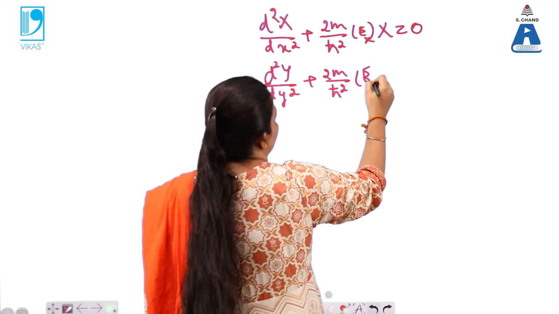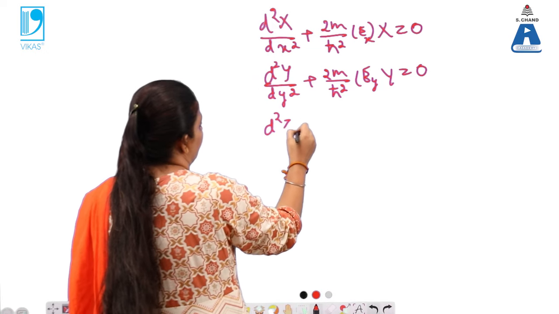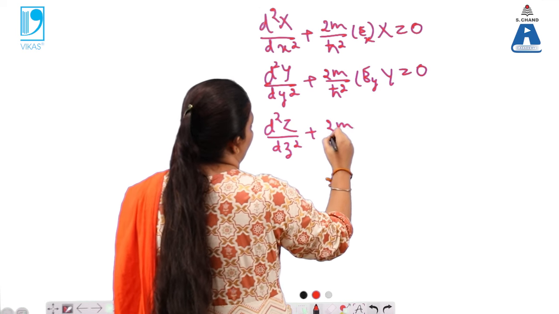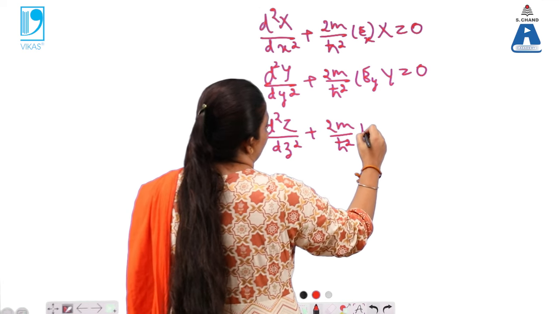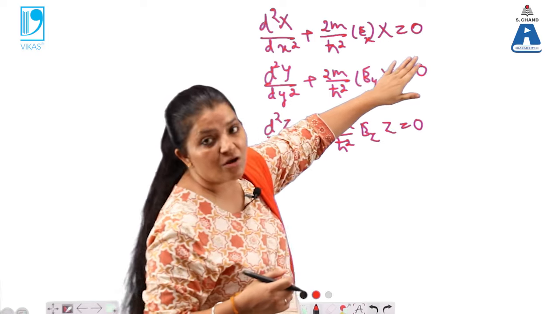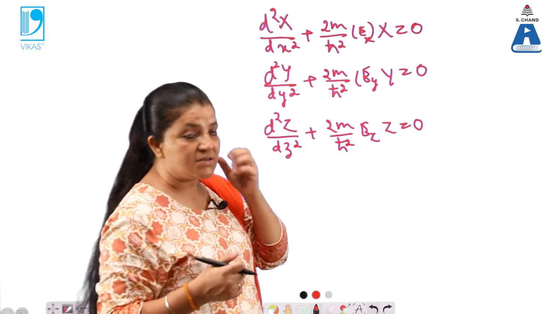Here is the Ex, Ey, So these are the three equations. That means when the particle is trapped in the box, this is the matter wave which is associated with the particle along the x-axis. This is the wave which is associated with the particle along the y-axis, and this is the wave which is associated with the particle along the z-axis.